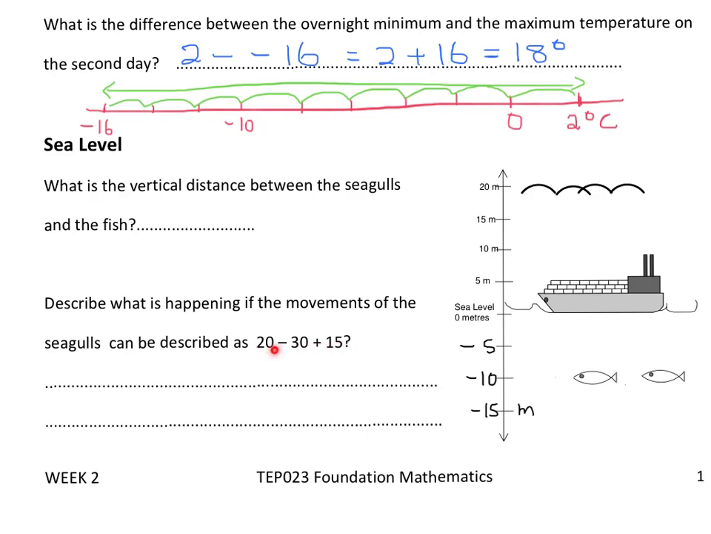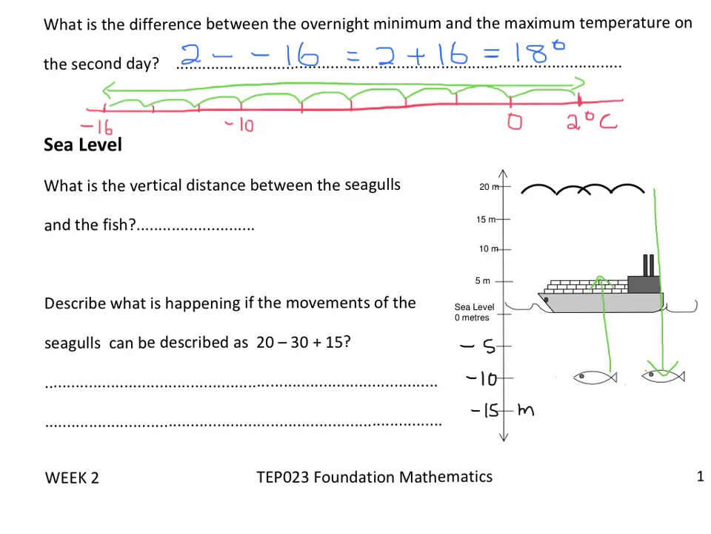Now let's have a think about that initial 20. It's the position of the seagulls when they see the fish. So that's where they're starting. -30. Well, that's when they dive down 30 metres to the level of the fish. Then we've got plus 15. Well, that means the seagulls gone back up 15 metres.